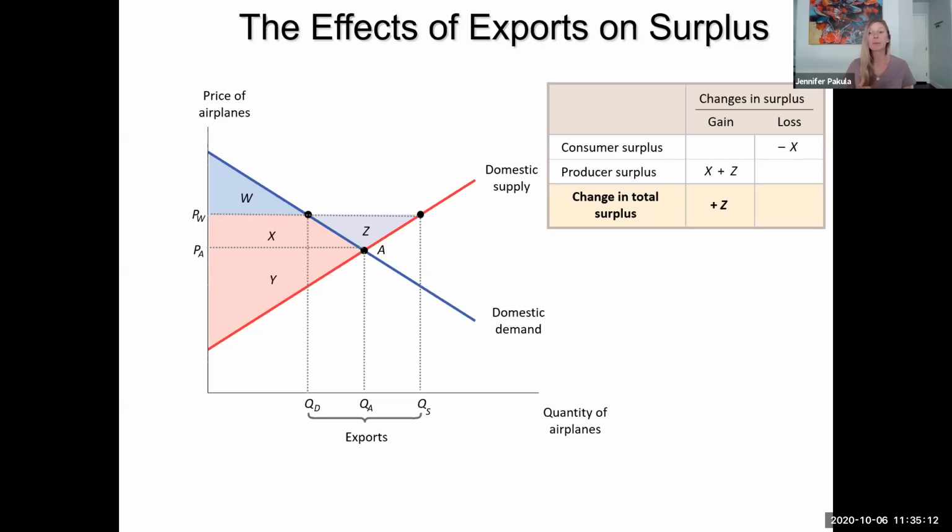Producer surplus before trade was only area Y. With trade, the price increased and quantity increased. Therefore, producers picked up areas X and Z, because producer surplus is X, Z, and Y, all of it below price, above supply. Therefore, measured by surplus, producers are the winners. They have more to gain. The gains to the winners are greater than the losses of the losers, being the consumers.